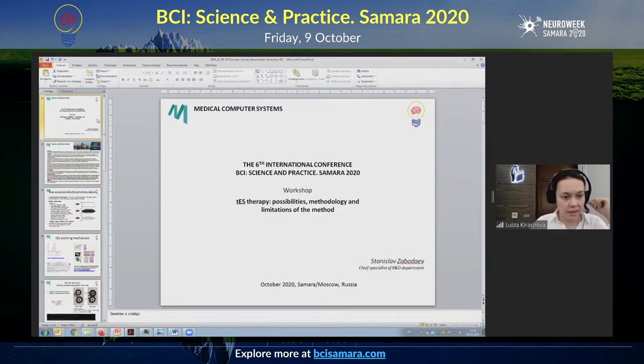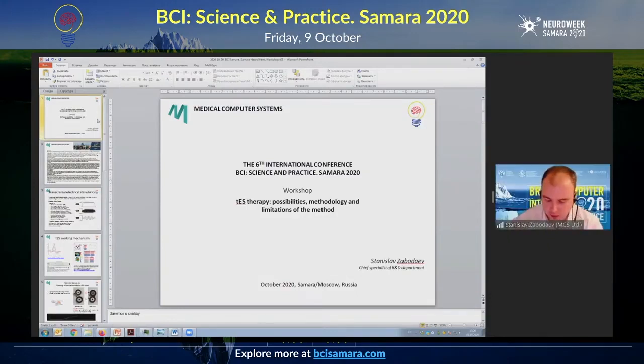There's a question from one of the users: is this equipment certified for the use and treatment of people in the Russian Federation? What kind of electrodes do you use? What is their area and resistance, and how do you compensate this resistance?